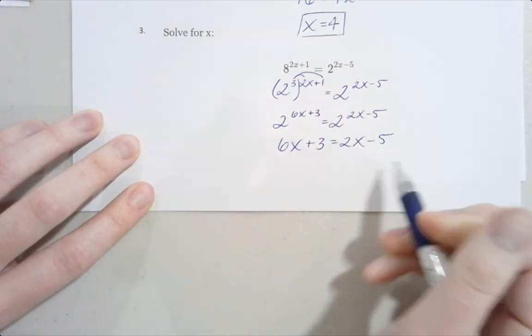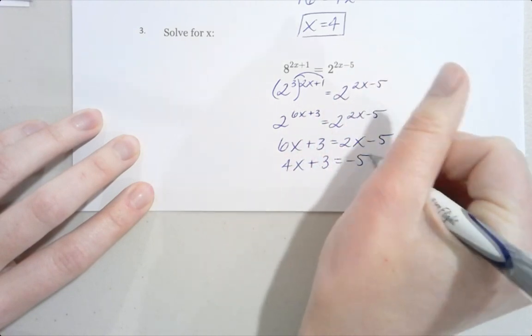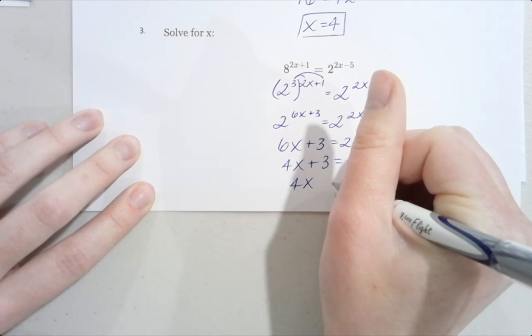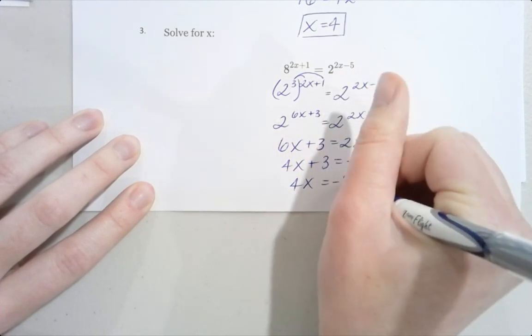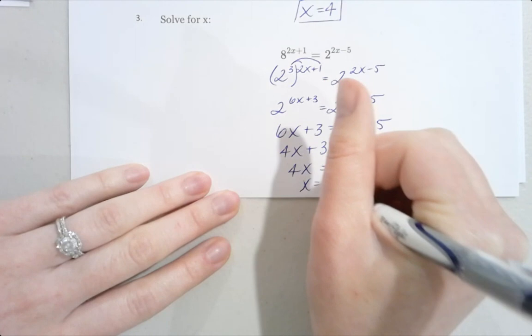I'm going to subtract 2x and get 4x plus 3 is equal to negative 5. I'm going to subtract 3 over to get 4x is equal to negative 8, and then divide both sides by 4 and get x is equal to negative 2.